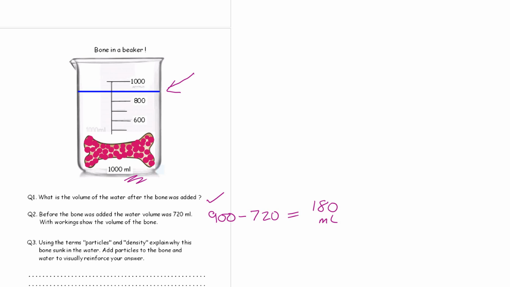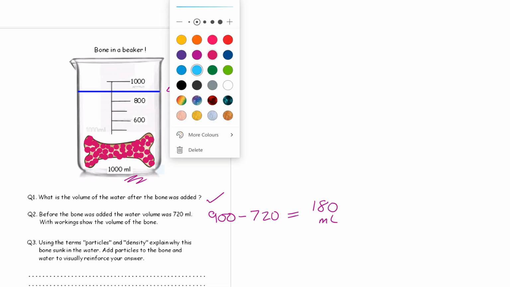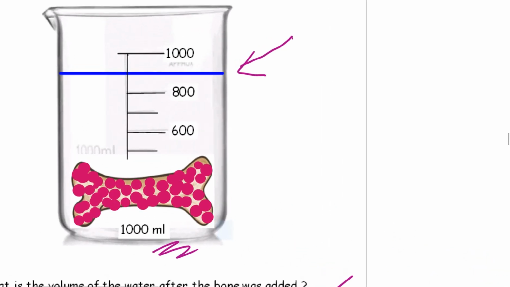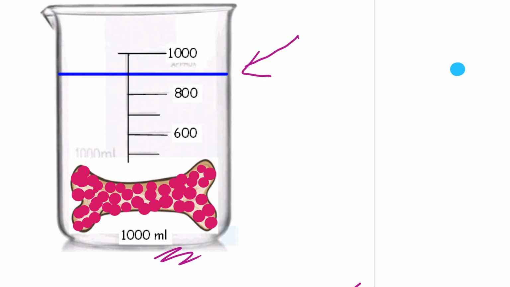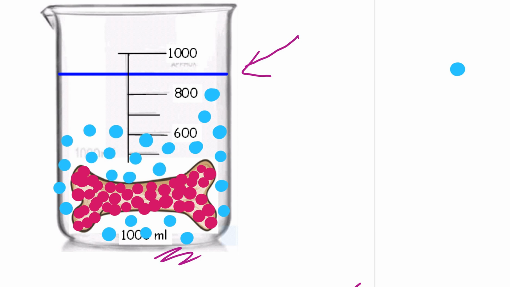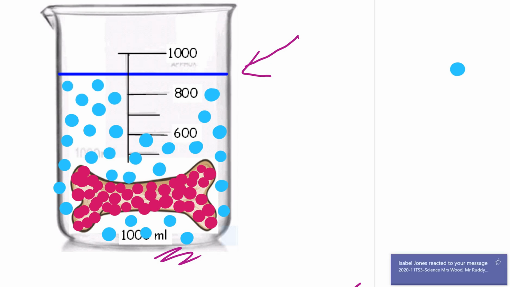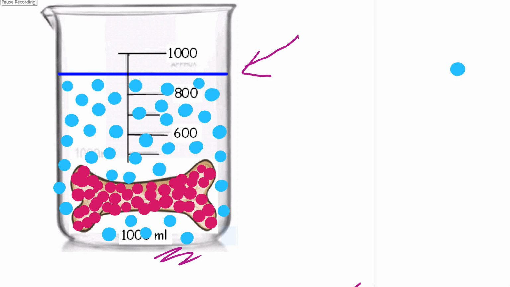Well, if I add in the particles to the water, which I'm going to attempt to do now, the water particles are more spaced out. They are less dense than the bone. So of course, because the particles in the bone are closer together, it means that the bone is denser, which means it sinks to the bottom.